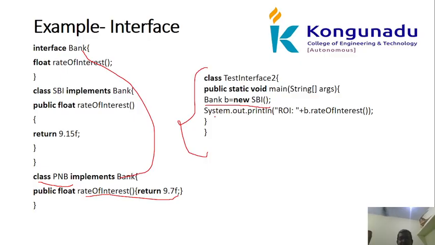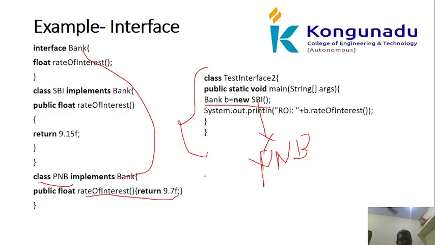Here I'm going to print the value of rate of interest, whatever is given under SBI, that is going to be printed here. We cannot write Bank b equal to new Bank. Whenever you go for the interface, we use Bank b equal to new SBI, or instead of SBI I can make it PNB. PNB is also possible.